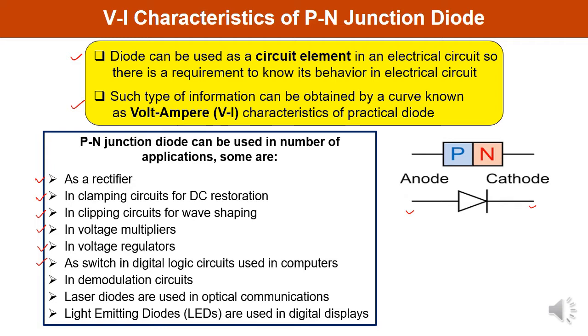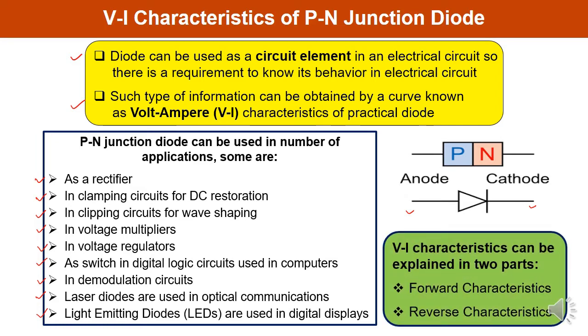It can be used in demodulation circuits, and you must be knowing LEDs and lasers very well. So PN junction diodes are commonly used. See, laser diodes are used in optical communications. Light emitting diodes are used in digital displays. So unless you are aware of the behavior or the VI characteristics or its basic functionality, you will not be able to use it in any of the applications. That is why all of these things are very much required: how it behaves, what are the characteristics. These are the important things.